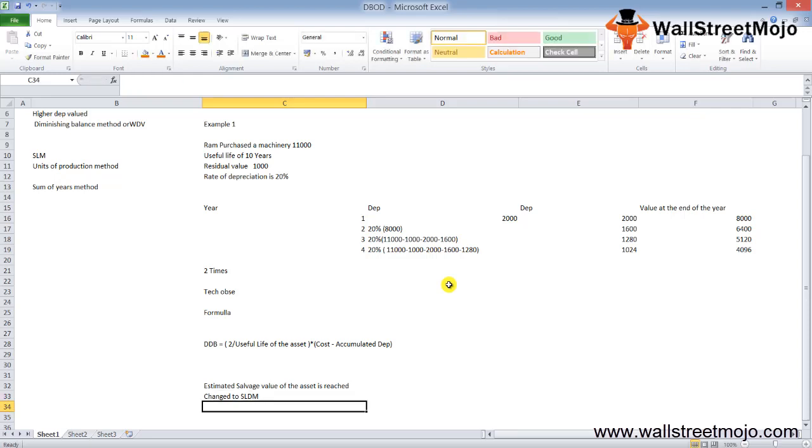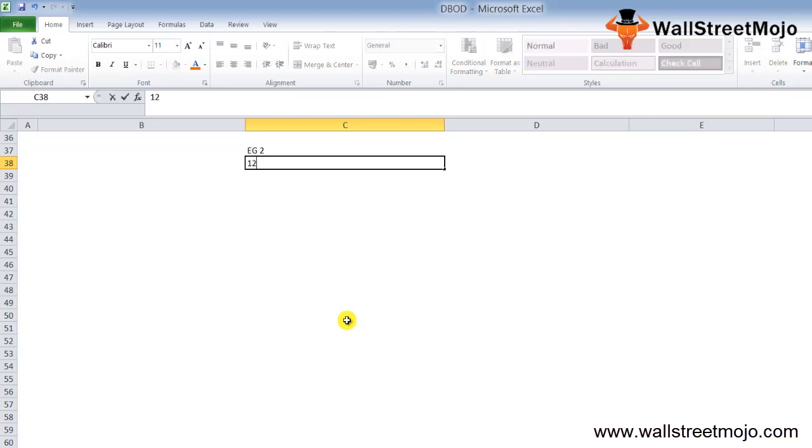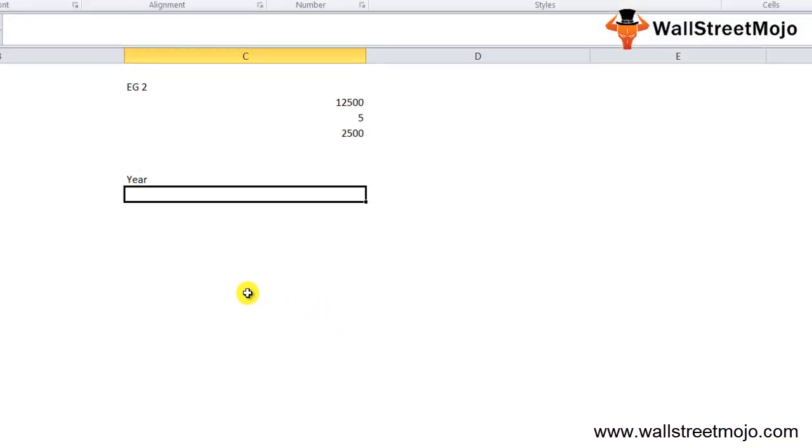So let's understand the same with the help of the declining balance method. Now we are going to take example number 2 here. On a very quick note, ABC Limited, let's say, purchased machinery for 12,500, useful life 5 years, salvage value 2,500 at the end of the useful life. So we need to calculate depreciation for years 1, 2, 3, and 4.